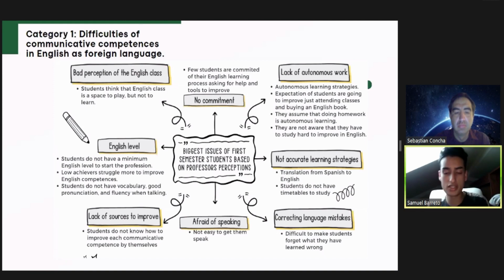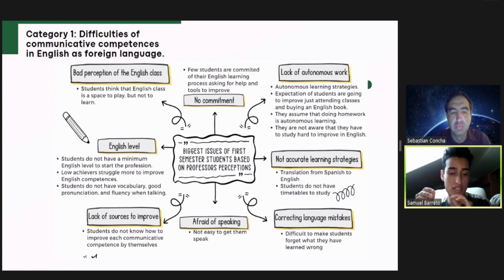Correcting language mistakes that they have learned previously is probably difficult for students. All of this is based on professors' perceptions. Also, they are afraid of speaking. They state that students present anxiety when learning English as a foreign language.